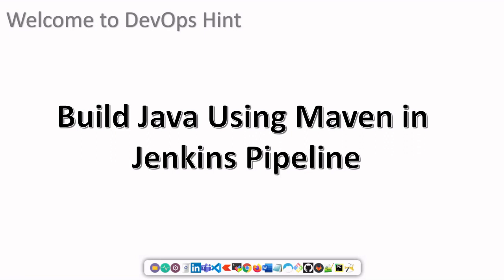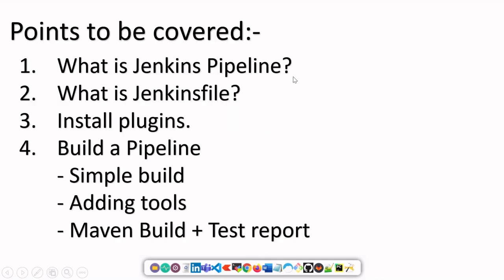In today's video, we are going to build Java using Maven in Jenkins pipeline. So in today's video, we are going to cover all these points. First is what is Jenkins pipeline, what is Jenkins file, then we'll install all the required plugins, then we'll build a pipeline. First we'll just create a simple stage, then we'll add the tools like Maven, and then the final task which is Maven build, and we'll generate the test report.